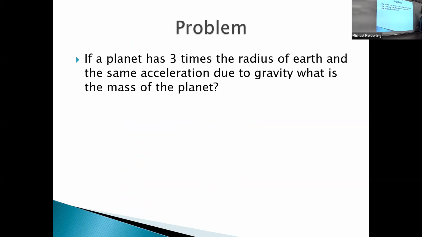So here, if a planet has 3 times the radius of the Earth and the same acceleration due to gravity, what's the mass of the planet in terms of the mass of the Earth? I'll let you think about that for a minute or so.